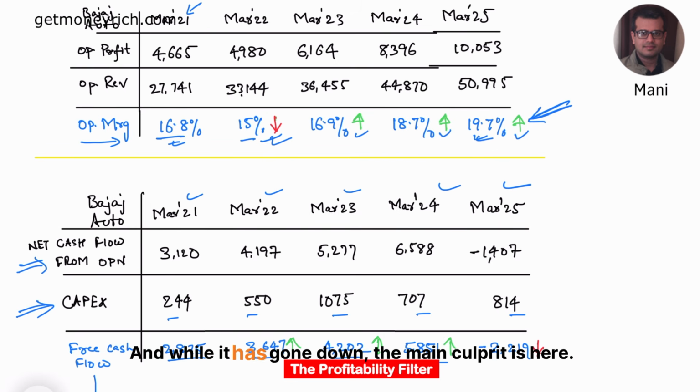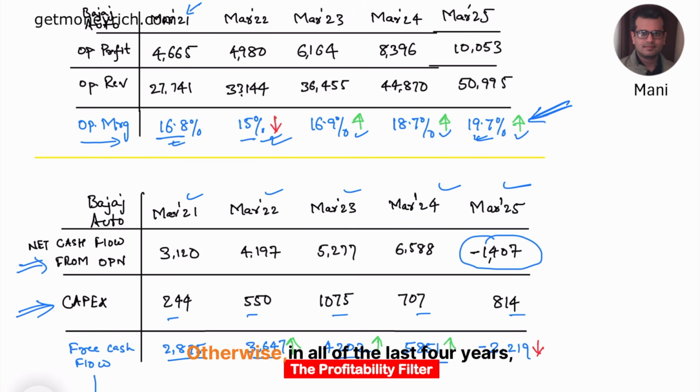And why has it gone down? The main culprit is the net cash flow from operations. The net cash flow from operations of the company has become negative. Otherwise, in all of the last 4 years, the free cash flow of the company has only been increasing.